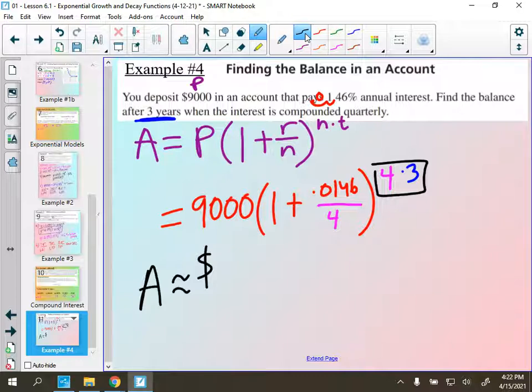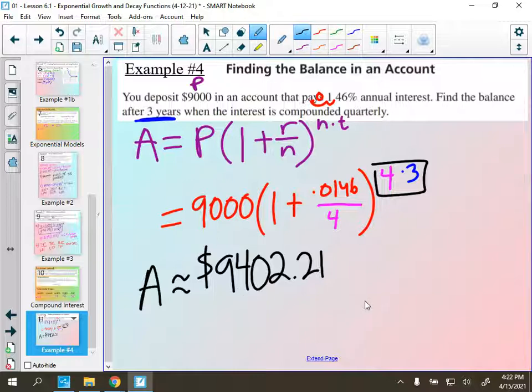So I do this and I say, hey, I'm a millionaire overnight. And then I say, oh, not really. After 3 years of this money sitting there without me adding anything else or taking anything out, I'm sitting on $9,402.21. So I've made $402.21 over the last 3 years just for leaving my money there. So like I said, it's something.